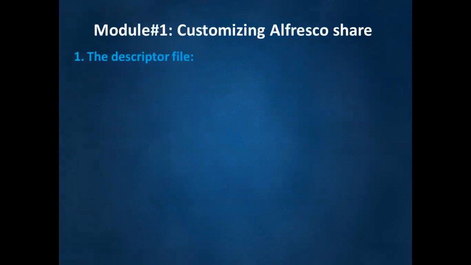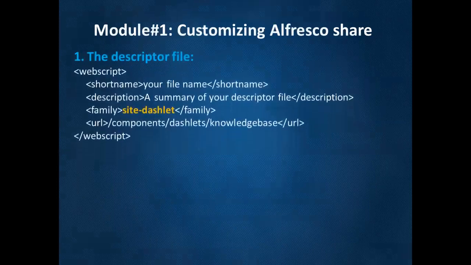Now, let's see more details about the descriptor file. First, let's see what a descriptor file means. A descriptor file gives a description to our file, as code. It will be a code to describe our file like this, with web script tags. After that, you will write the code like this. You will write a descriptor file like this.